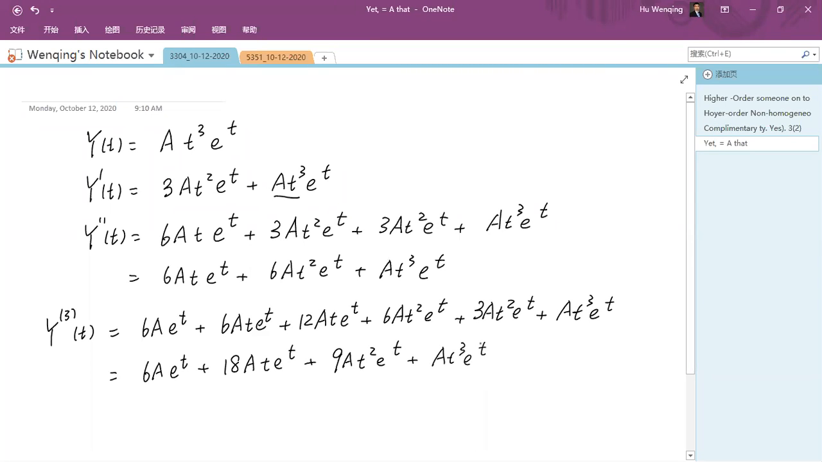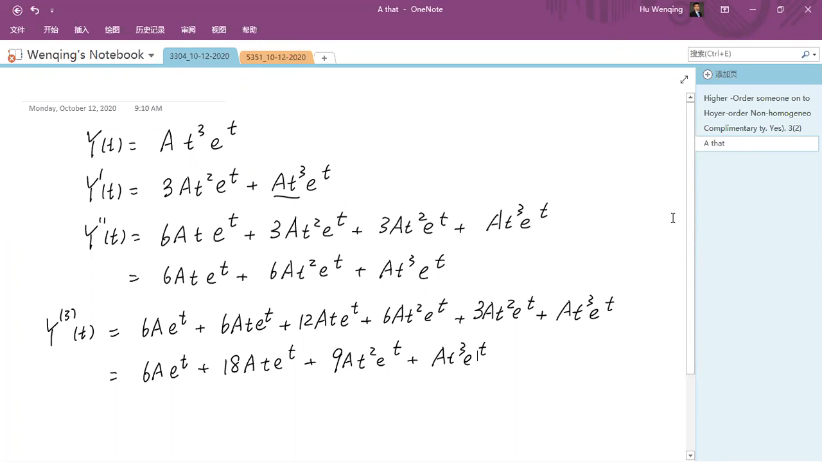So the calculation sometimes can be rather tedious and complicated. It can be pretty long. So that's why I want to show you how this calculation is being done.